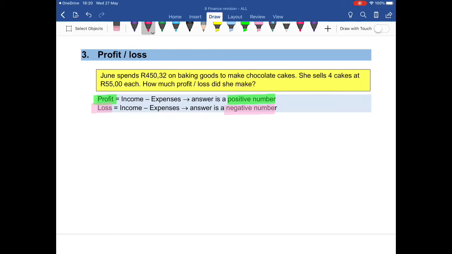So June spends 450.32 on baking goods to make chocolate cake. She sells 4 cakes at 55 Rand each. How much profit or loss did she make? So your keywords here are profit and loss. So I know profit or loss equals income minus expenditure, or expenses. So my profit or loss is going to be, she baked 4 cakes and she sold them at 55 Rand each.